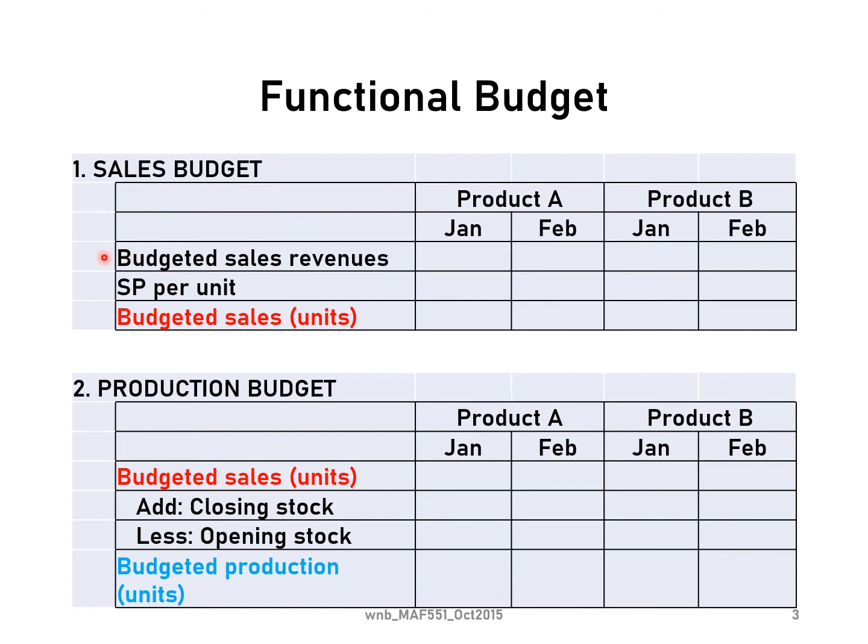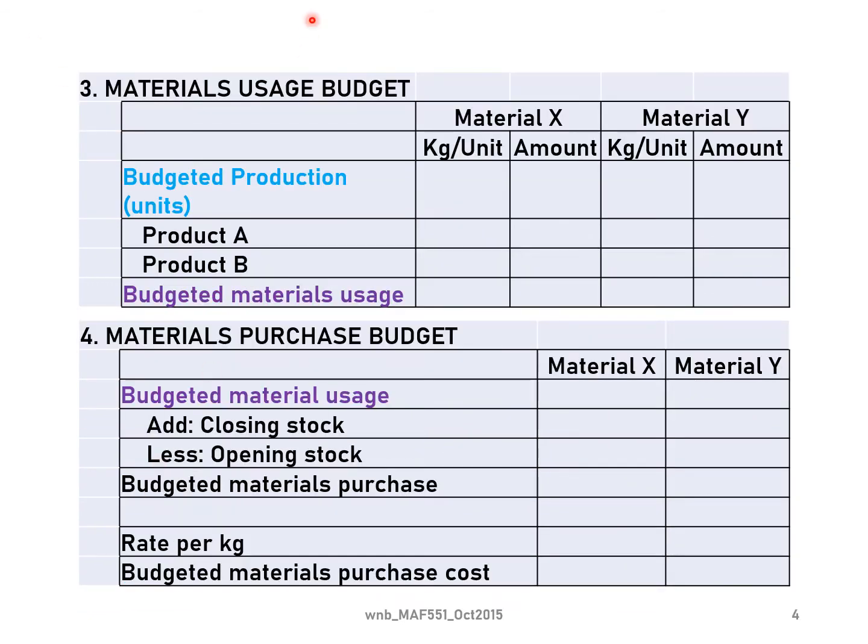So, dia akan start dengan this one, budgeted sales revenue. Darab dengan sales per unit, dapatlah budgeted sales unit. So, based on this budgeted sales unit lah, you akan prepare the production budget, which is budgeted sales, ambil daripada atas ni, tambah dengan closing stock, tolak dengan opening stock. So, you dapatlah budgeted production units untuk A dan B lah. So, sini you akan masukkanlah figure yang berkenaan. Right? Next, kita akan buat the material usage budget.